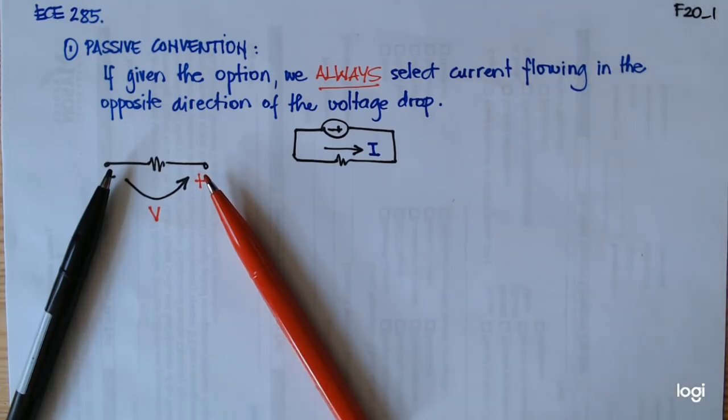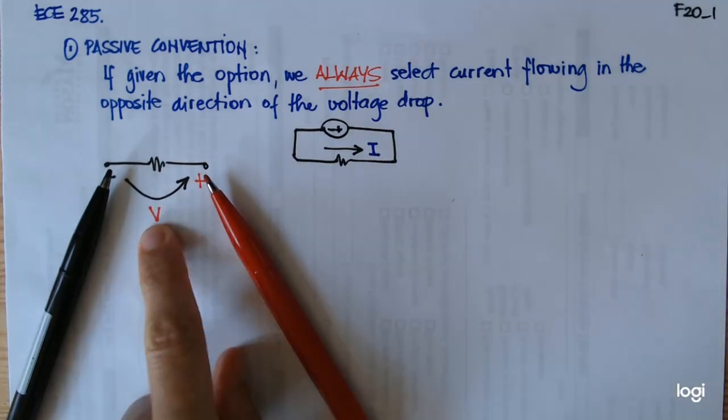I highly recommend you do this with a battery, for example, a 9-volt battery, 1.5 volt battery, or 3-volt battery, and take a look at the voltage there. So this is how we indicate voltage drop.